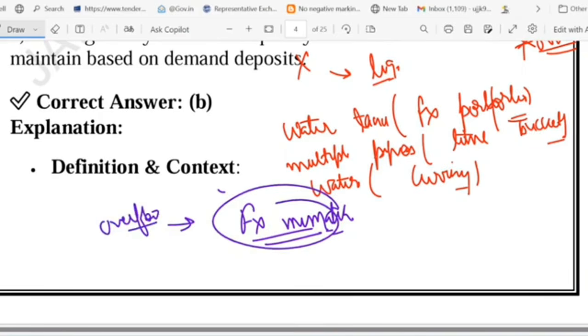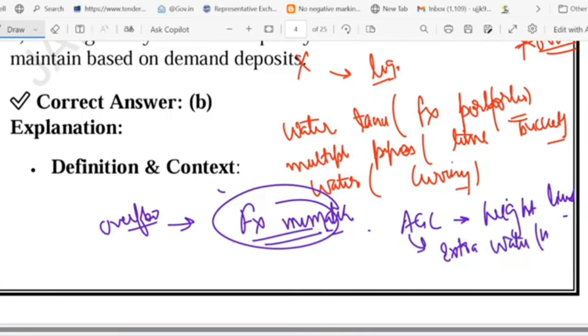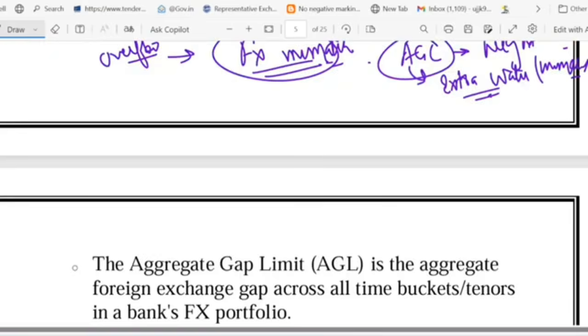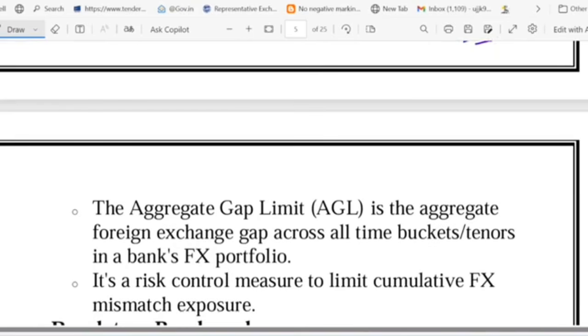So this AGL, the aggregate gap limit, you can think of as the height limit. Try to understand, it is a very important and easy to understand example. This height limit tells you how much extra water, meaning mismatch, is allowed in total across all pipes. That is what AGL tells you. So what we learned from this discussion, let us summarize the facts. I told you that AGL is the total allowed currency mismatch.